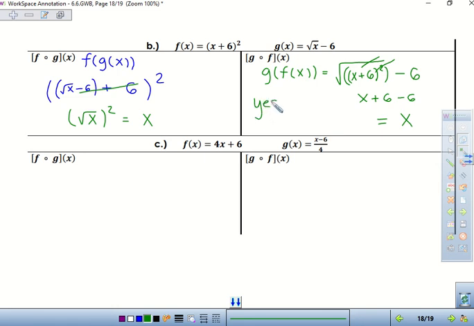Yes. Yes, inverses. Now I want to make sure you guys are aware of this. What if both of these calculations came out to be 2x? Would they be inverses? No, they have to each be x. So I want you guys to try the other one on your own.